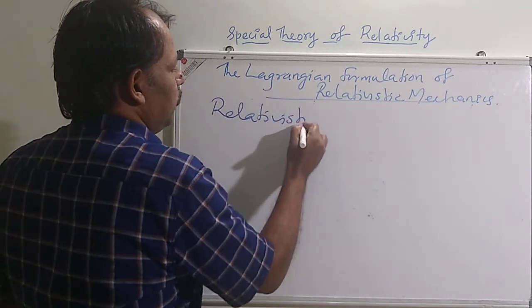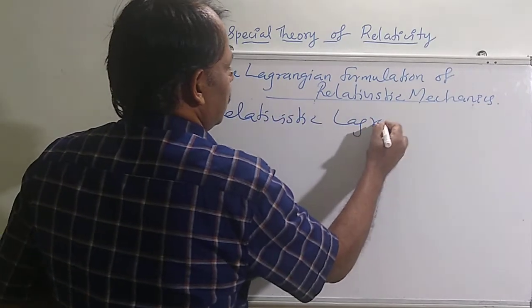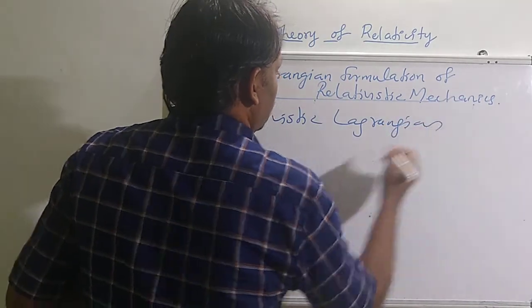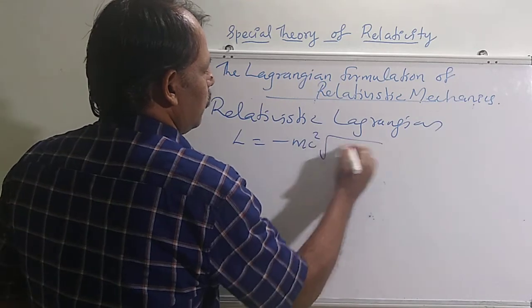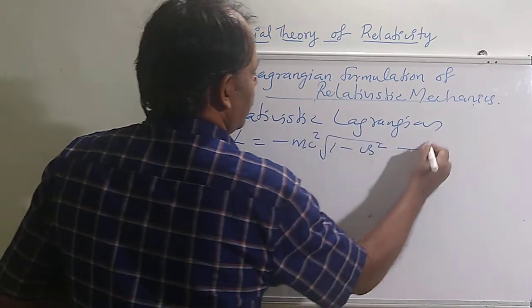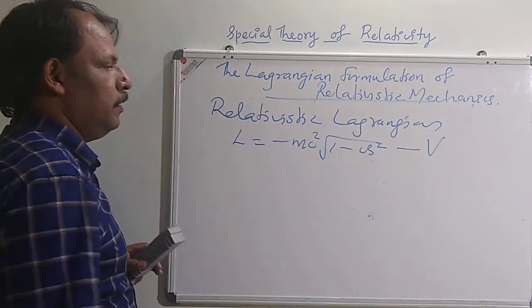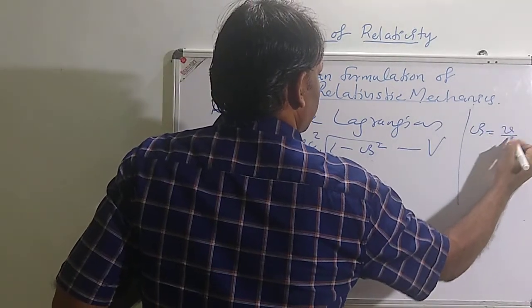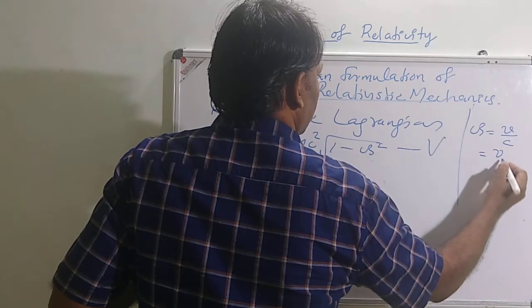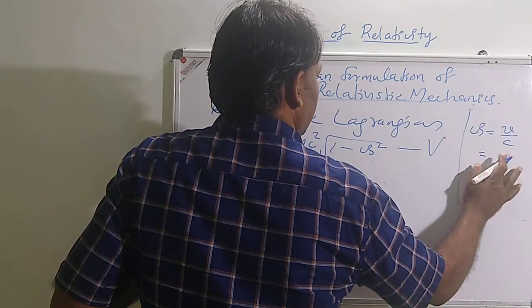The relativistic Lagrangian is assumed as L equal to minus mc square into root of 1 minus beta square minus V, where beta is v by c, or we can write xi dot.